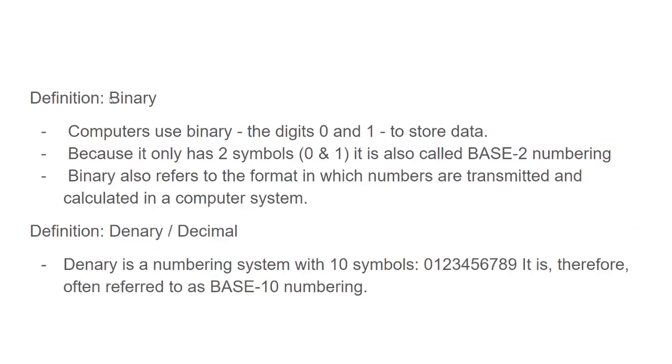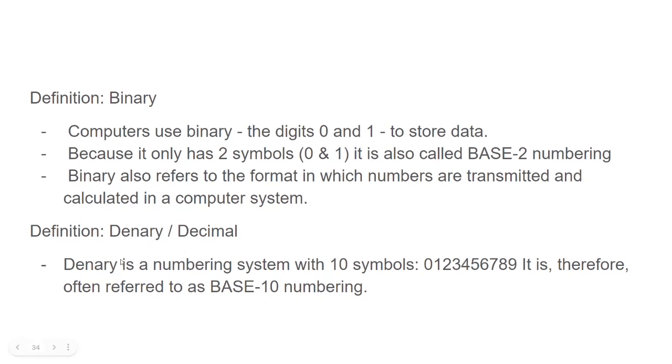Now binary, the computer uses the digits 0 and 1 to store data. It has two symbols, 0 and 1, so it is a base 2 numbering system. It also refers to the format in which numbers are transmitted and calculated in a computer system. Now, denary or decimal.